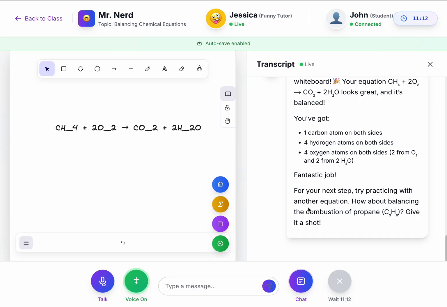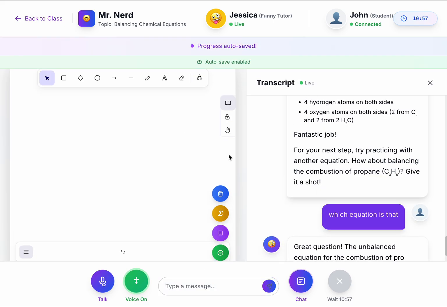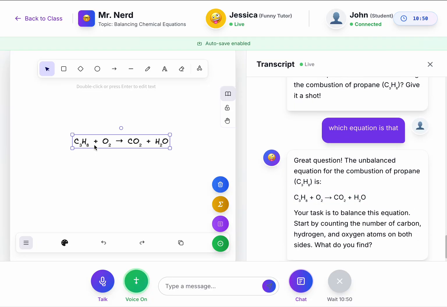Fantastic job. For your next step, try practicing with another equation. How about balancing the combustion of propane, C3H8? Give it a shot. Great question. The unbalanced equation for the combustion of propane, C3H8, is C3H8 plus O2 yields CO2 plus H2O. Your task is to balance this equation. Start by counting the number of carbon, hydrogen, and oxygen atoms on both sides. What do you find?